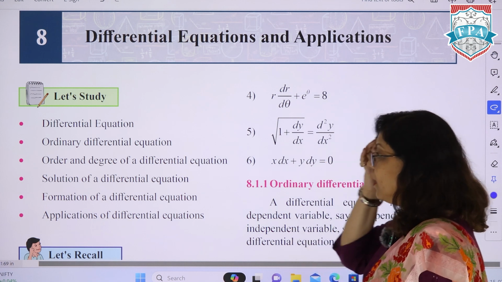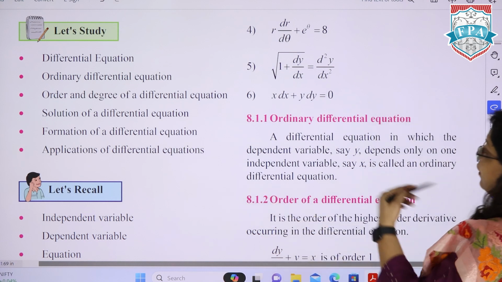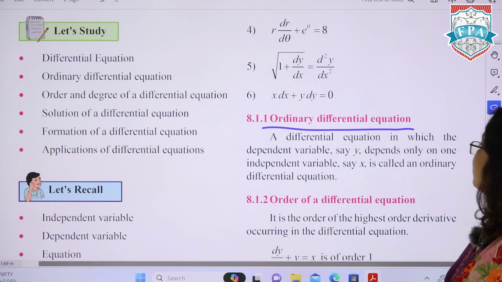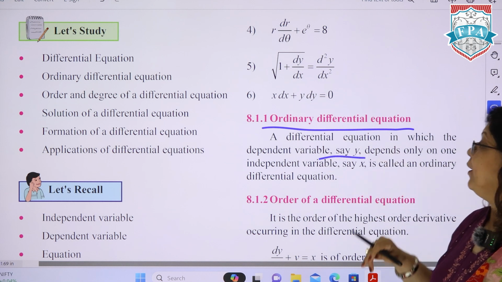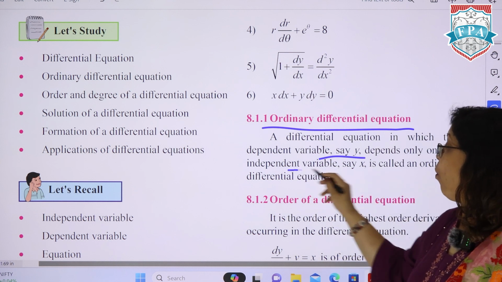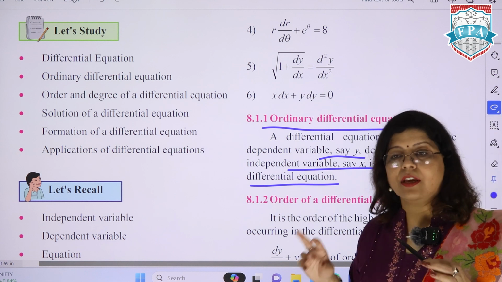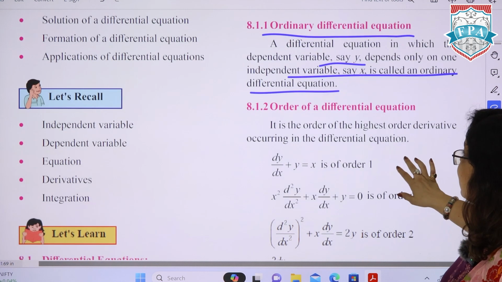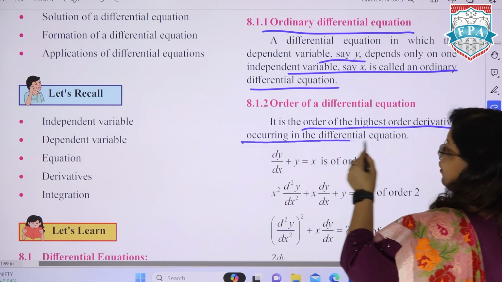So let's first see what exactly a differential equation is. We are dealing with an ordinary differential equation. Now a differential equation in which the dependent variable, anything can be the dependent variable, let's say y, depends only on one independent variable, is called an ordinary differential equation. Now a differential equation usually has an order and a degree, and the order is the highest order derivative occurring in the differential equation.